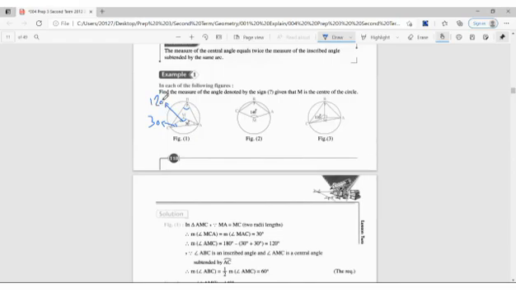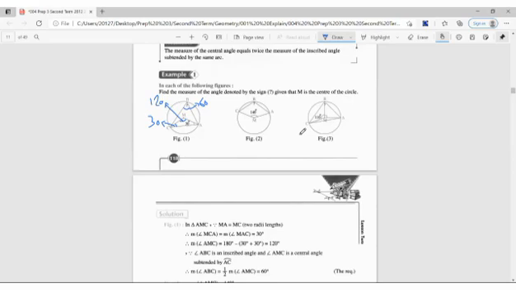So the central angle is now 120. Now I can find the measure of the inscribed angle ABC. Because as we know, if the inscribed angle and the central angle are subtended by the same arc, the measure of the inscribed angle is half the measure of the central angle. The central angle is 120, so the measure of the inscribed angle is 60. Is that clear? Okay, let's go to figure 2.